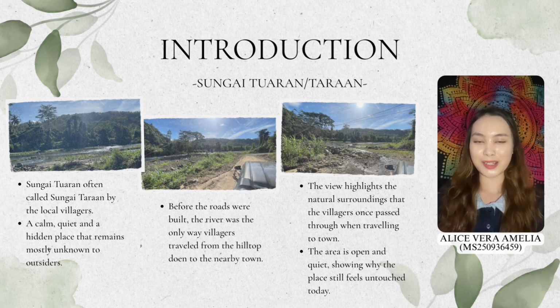Historically, before the roads were built, the river served as the main route for villagers traveling from the hilltops down to the nearby town. It was a vital path that connected the community and allowed daily life to continue despite the challenging terrain. The views along Sungai Tuaran reflect the natural surroundings that villagers once passed through on their way to town. The open and quiet landscape preserves a sense of untouched nature, which is why the area still feels so pristine today.